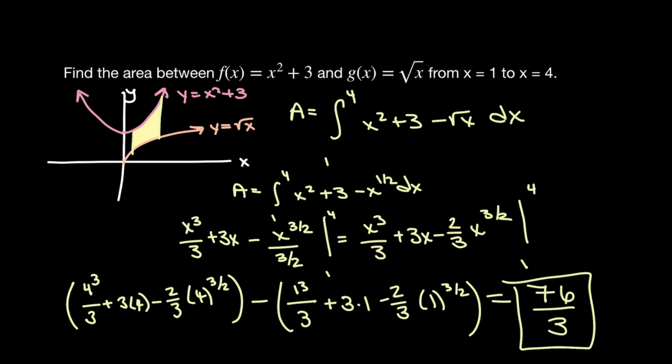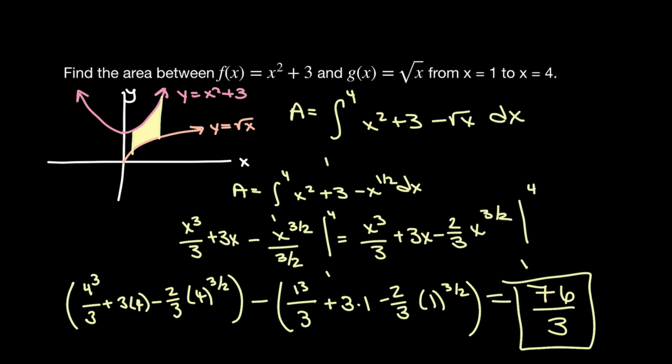So I'm going to plug x equal 4 into my antiderivative. Then I'll plug x equal 1 into my antiderivative and subtract those two quantities. I used a calculator to finish this problem, and I got 76 thirds. That would be the area between these curves.